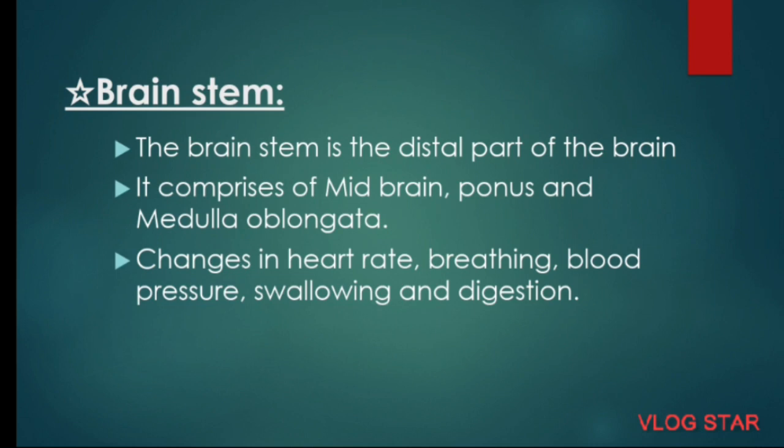First we will study about the brainstem. The brainstem is the distal part of the brain and it comprises the midbrain, pons and medulla oblongata. Each of the three components has their own unique structure and function. Together, they help to regulate heart rate, breathing, blood pressure, vomiting, swallowing and digestion. So all these are carried out by the brainstem.